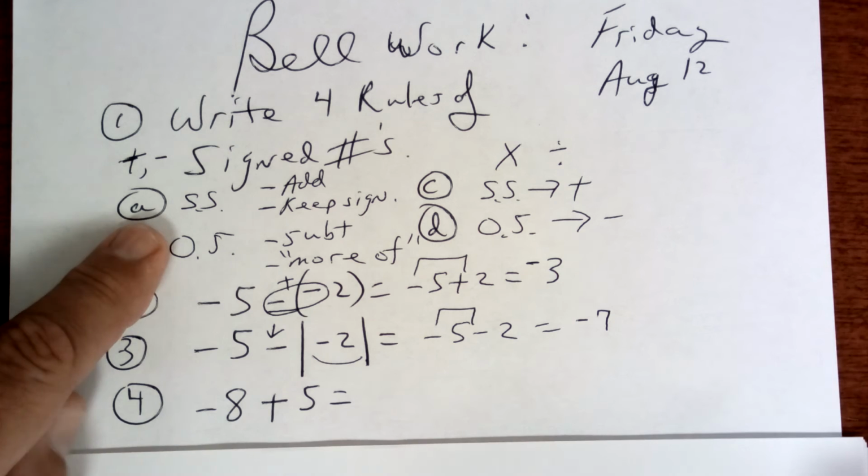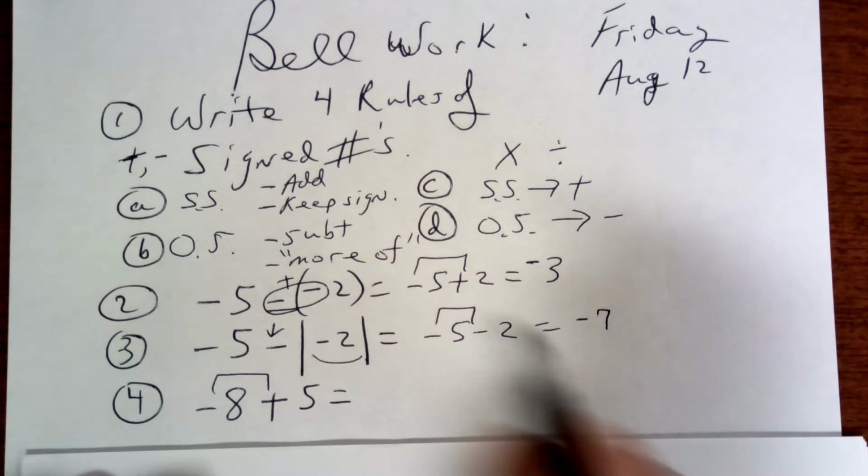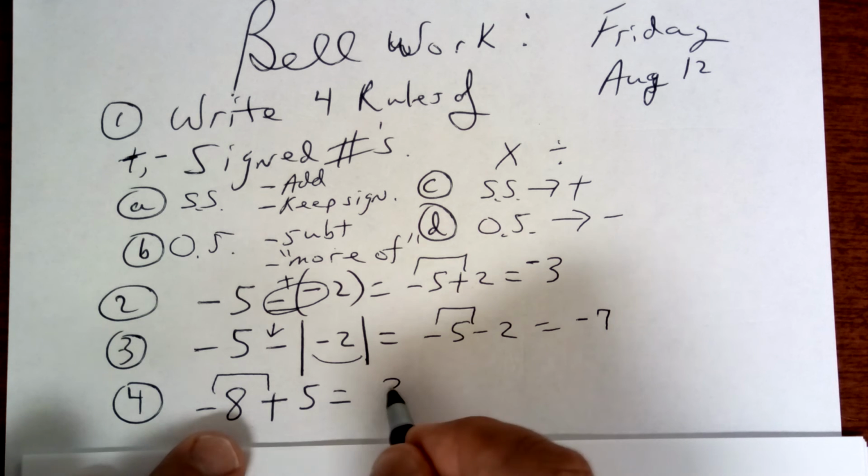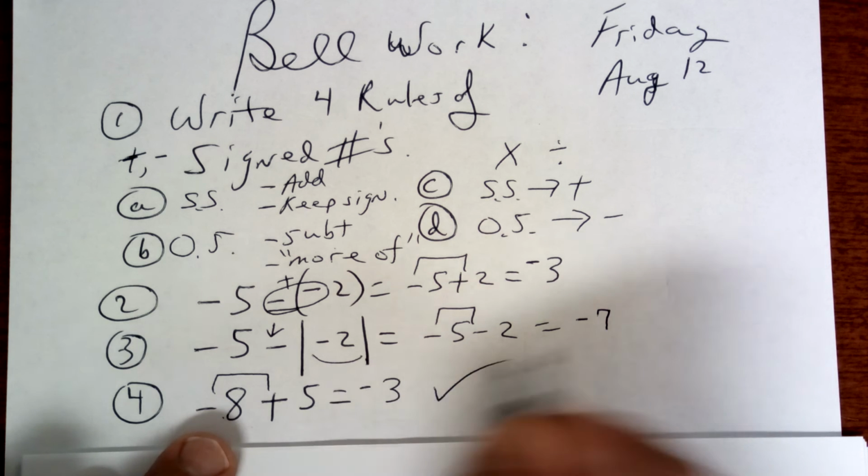And then finally, this one is opposite signs, so you subtract. 8 minus 5 is 3, but you have more negatives. And there it is, and that's signed numbers.